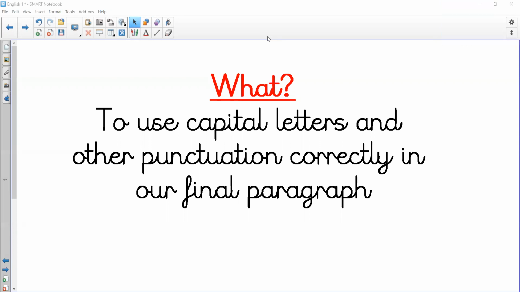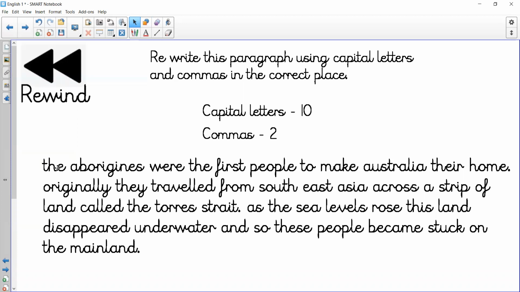So we're going to be using capital letters and other punctuation correctly in our final paragraph today. The reason this is the main focus today is because quite a few people are still missing out the basic punctuation, like your capital letters and your full stops and your commas and things like that. So to start us off, I've given you almost like a start down here of this paragraph that we're going to be doing.